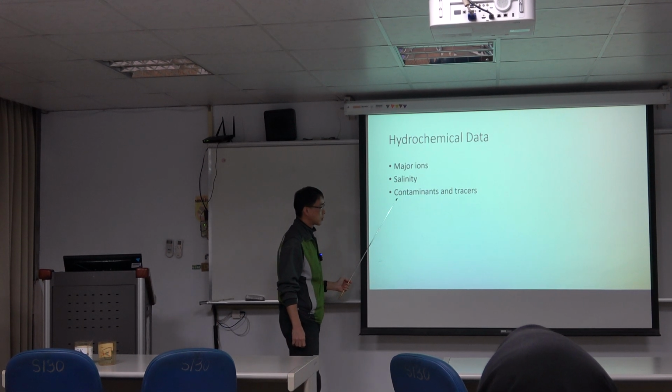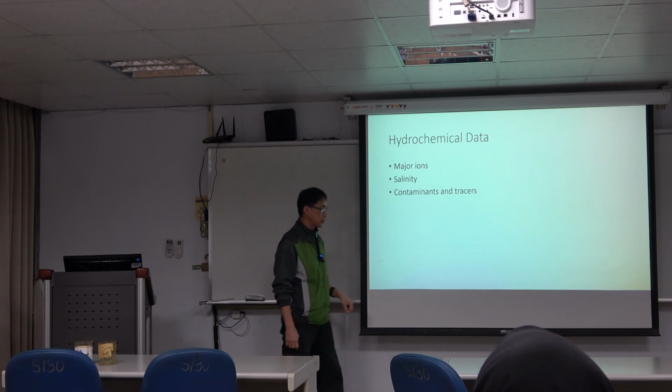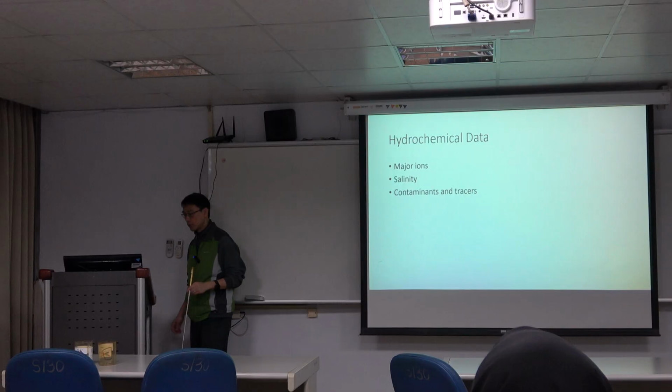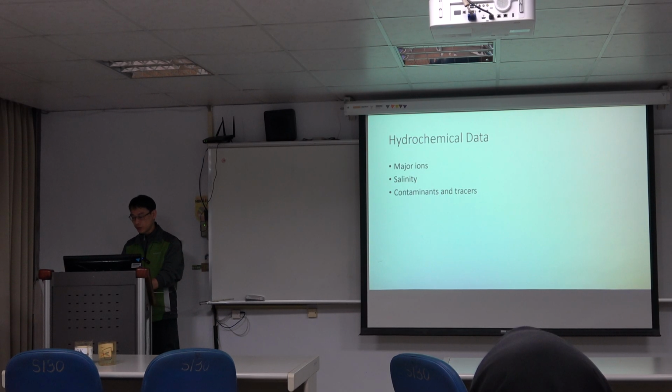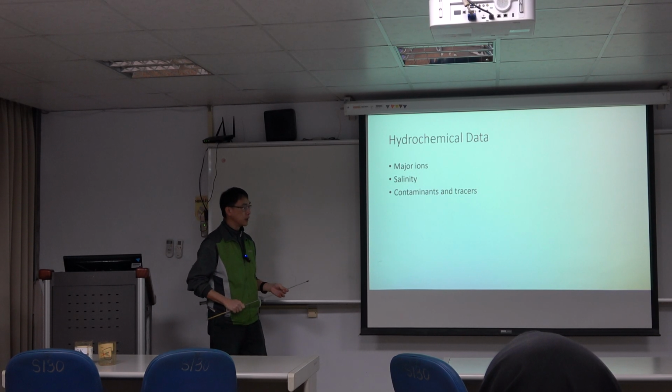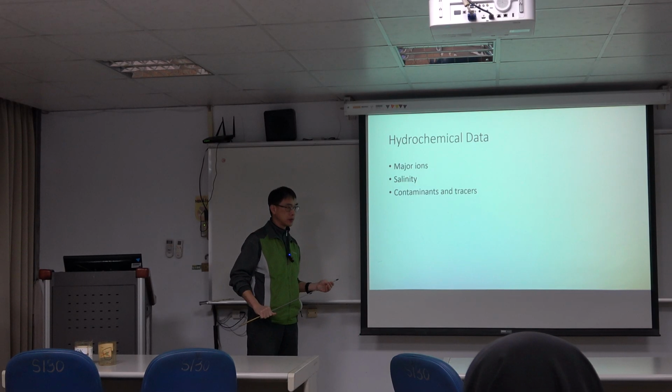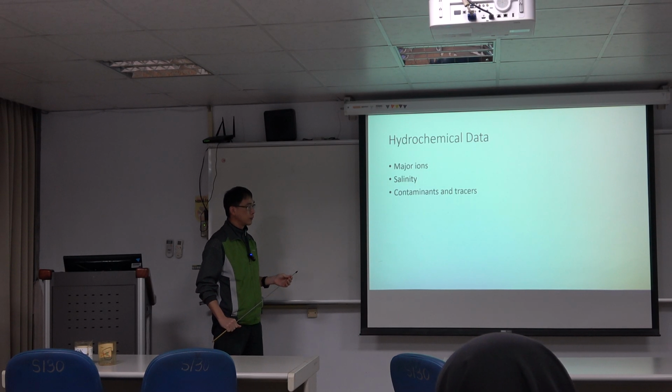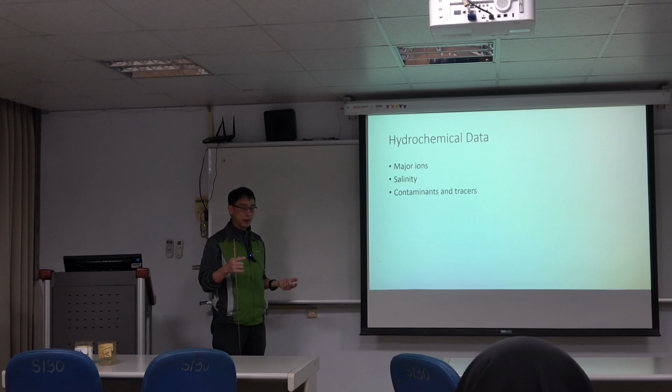And the third part will be the contaminants and also the tracers. Contaminants, the many contaminations and pollutions, we can understand easily. And tracers could be natural or human induced. Like for the natural tracers, it could be an isotope. Isotope, H and O, they have isotopes.